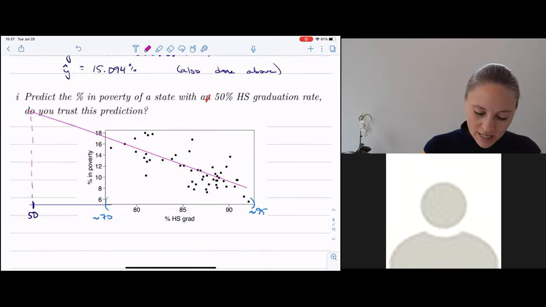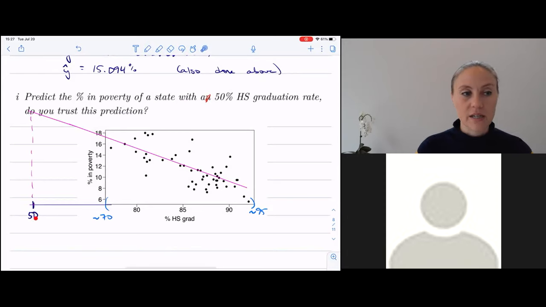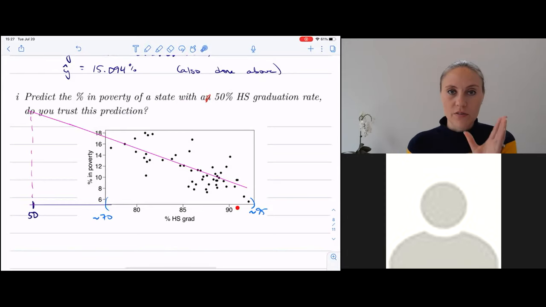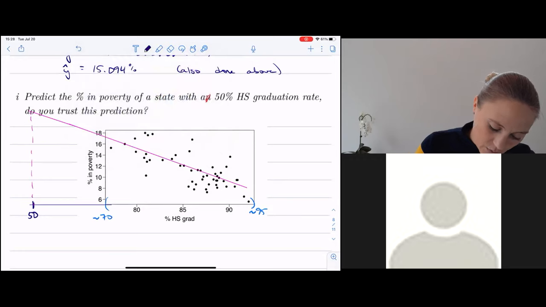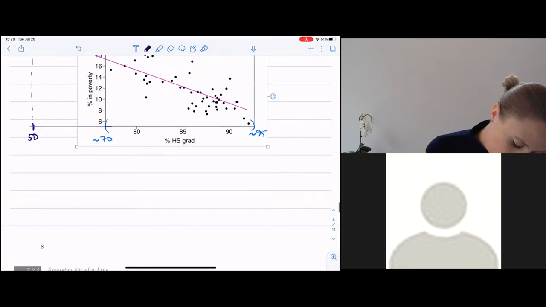We can make that prediction, right? But because we're extrapolating here, that's when you need to check on the range of your data versus the value of X that I'm asking you to use. And if it's outside that range, then your prediction is not as reliable, right? And so we can still do it.